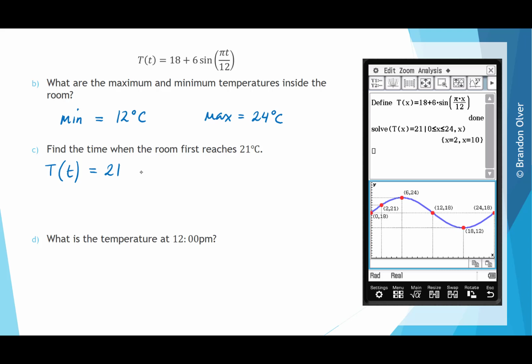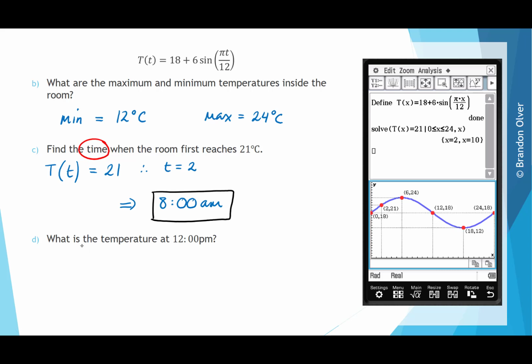So that's that same point that we found in the main menu. So using the CAS calculator, that gave us t equals 2 as the first solution. However, we're asked for the time, so we need to remember that t was the time after 6 a.m. So 2 hours after 6 a.m. means that the time is going to be 8 o'clock a.m. So that's the time when it first reaches 21 degrees inside the room.